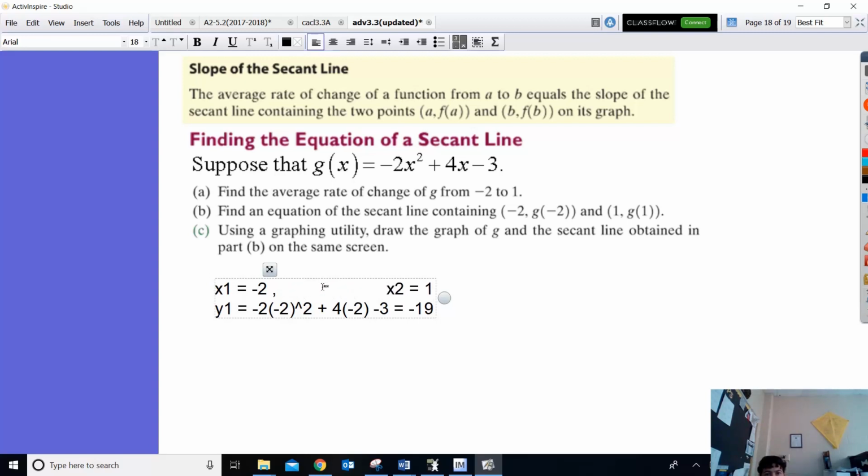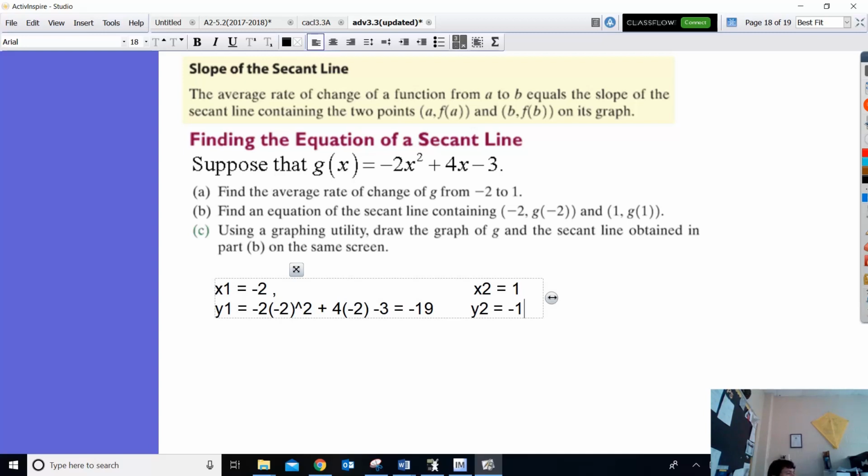I also have an x2 value of 1. How do I get the y2 value? Plug it in. I'm not gonna write that out. 4 times 1 is 4. Take away 3 is 1. Minus 2. I think it's negative 1.